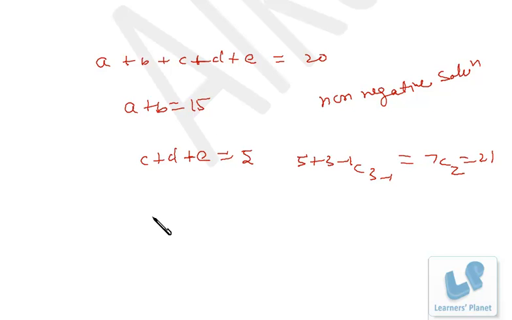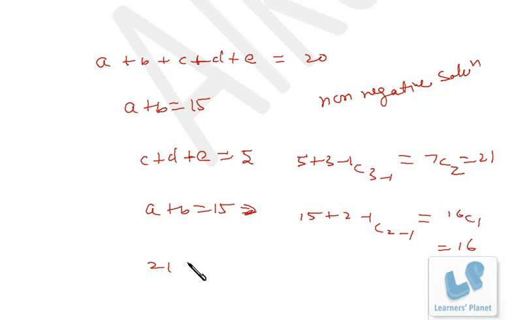And how many non-negative integral solutions for A plus B is 15? So A plus B is 15 is 15 plus 2 minus 1, C 2 minus 1. So that's 16C1, or we can say 16. So in all 21 into 16 solutions will be there. So that's 336 solutions when A plus B is 15 and C plus D plus E is 5. Right, and we have found the non-negative integral solutions of this equation.